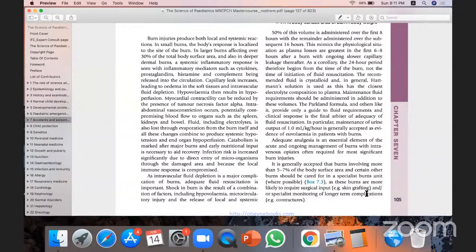Then before giving a third bolus, we have to contact the consultant. And then the consultant will decide whether we will give inotropes or not. Another problem is whether it is septic shock, cardiogenic shock, or some other cause of shock. And this is the Parkland formula for maintenance fluid. This is not for resuscitation fluid, remember. Okay.